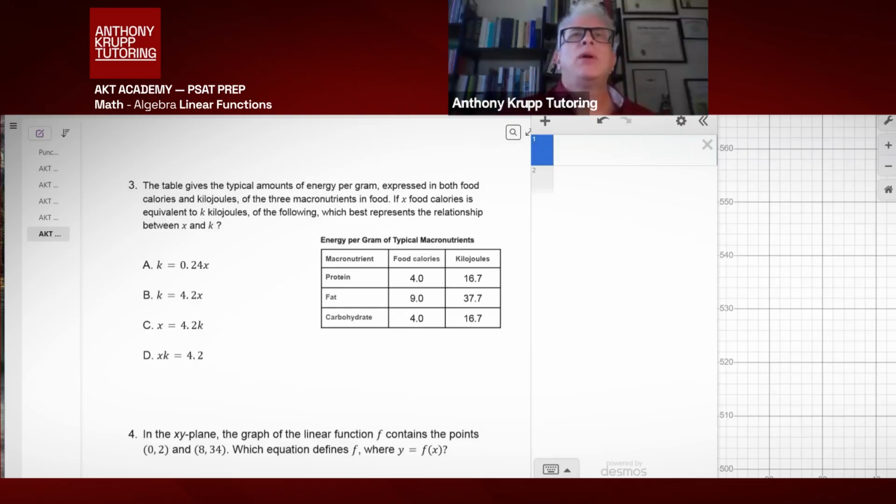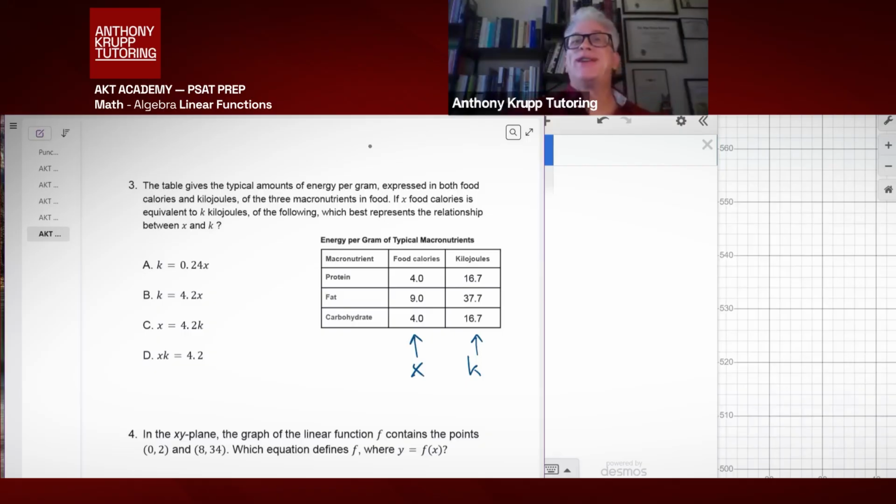Okay, so apparently we're getting energy per gram expressed in 2 different ways of the 3 macronutrients in food, whatever those are. We don't need to know. This is not science. It doesn't matter. All we know is that X food calories is somehow equal to K kilojoules. So apparently this is representing the X value, and this is representing the K value of kilojoules. So what's the relationship? In this case, they've literally given you a couple of points, right?